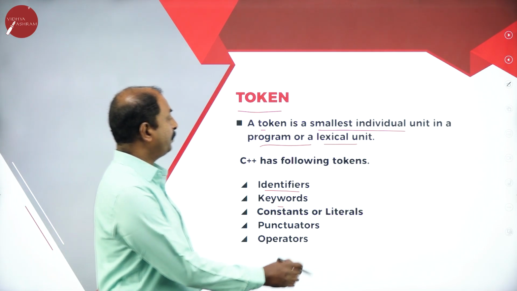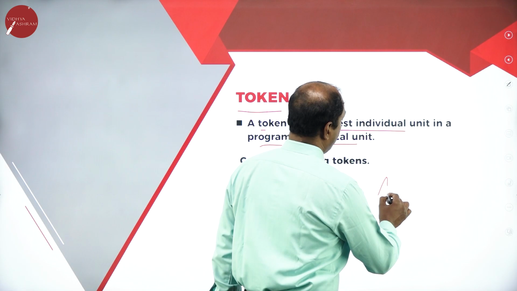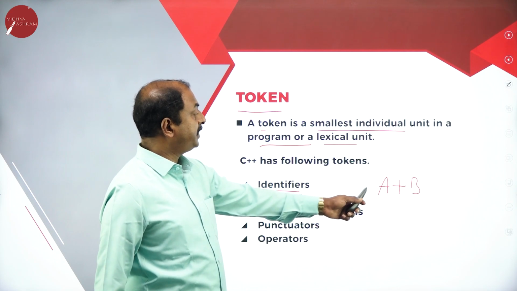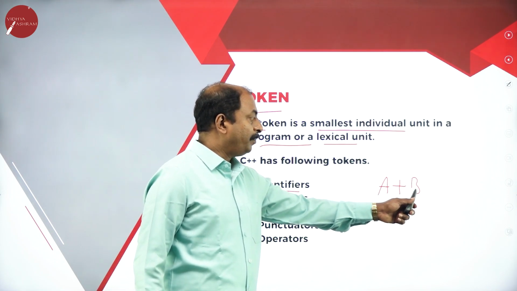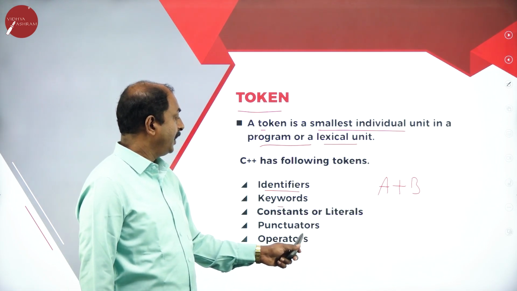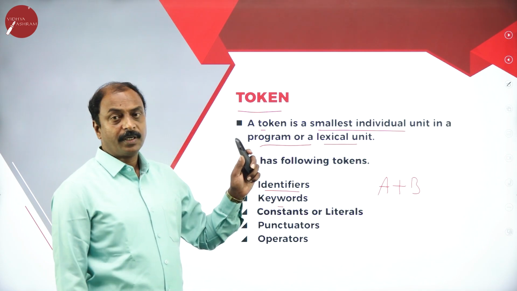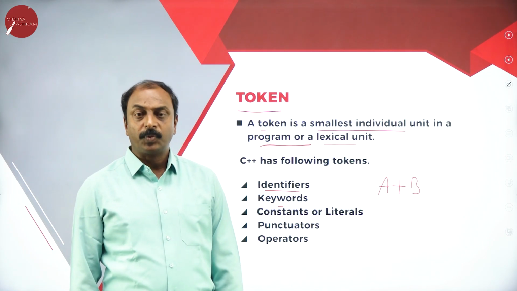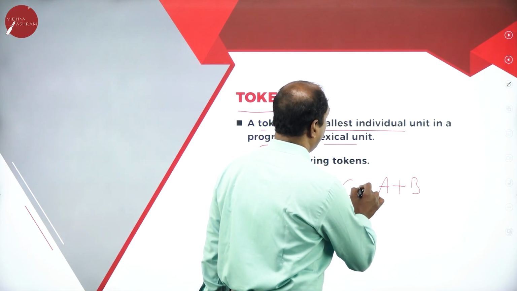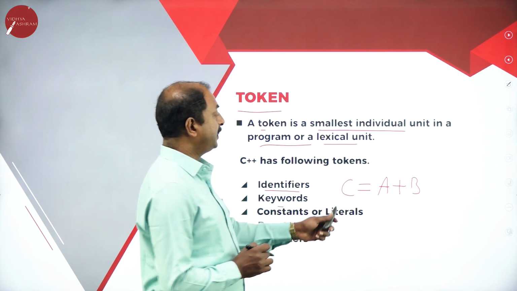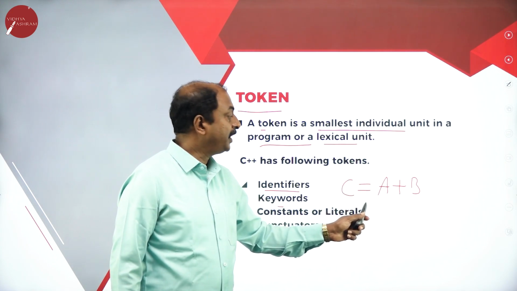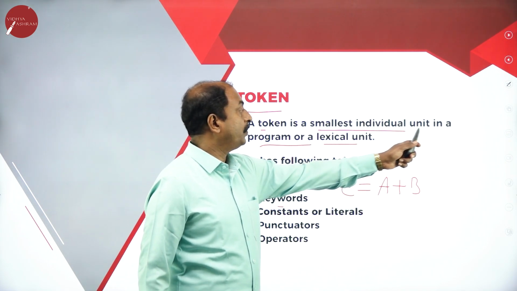These are all called tokens, meaning these are all individual program elements in a program. For example, suppose I write the expression A plus B. Here A is a token, plus is a token, and B is a token. A is an identifier, plus is an operator, and B is an identifier. Anything we write inside a program has some meaning. Suppose I write C equal to A plus B, then there is a meaning for this. All these are tokens in a program.